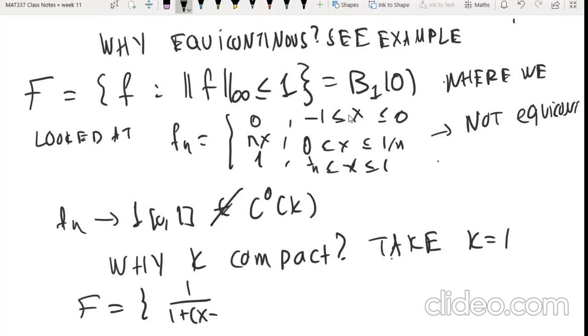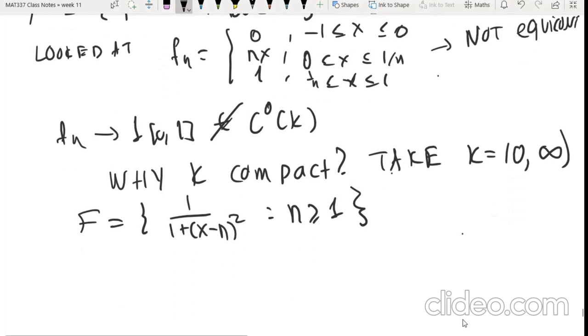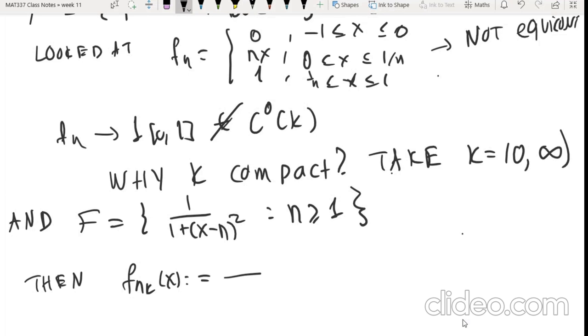So take K to be 0 to infinity, so it's not compact, and then take this to be your family. All right. Then take any subsequence f_{n_k}. Okay. What do we have?